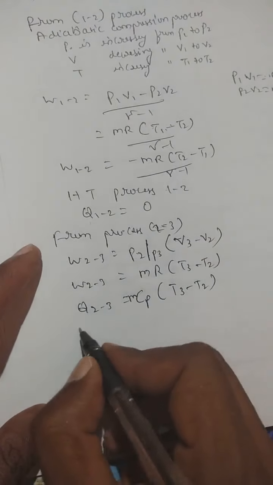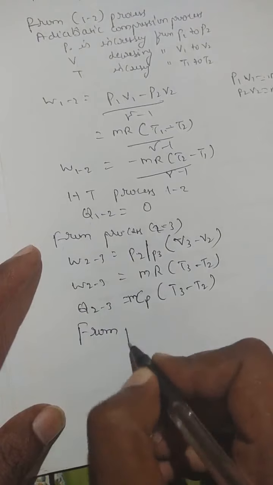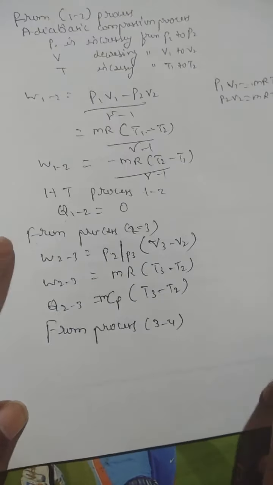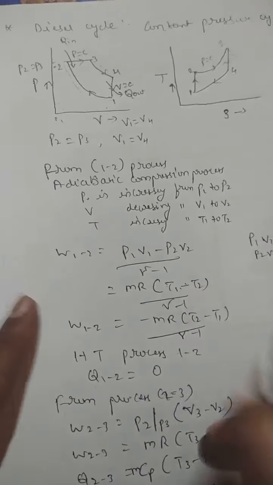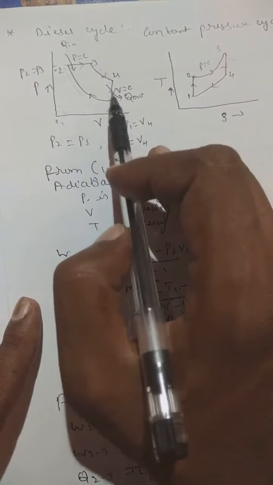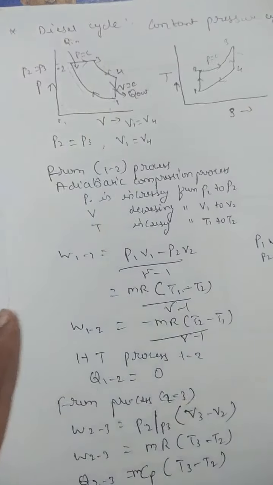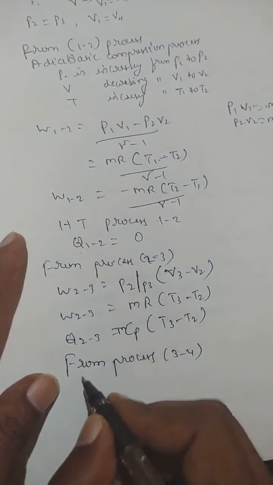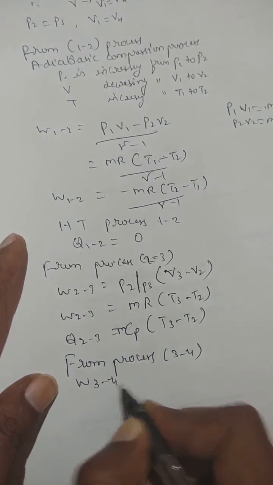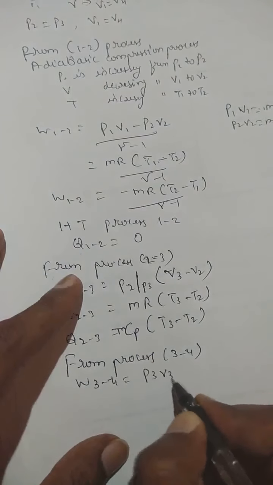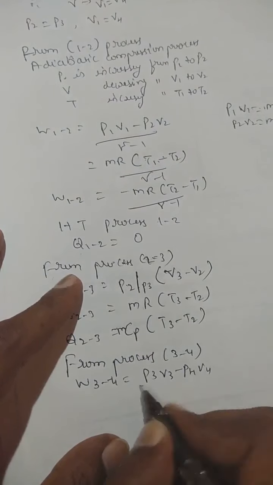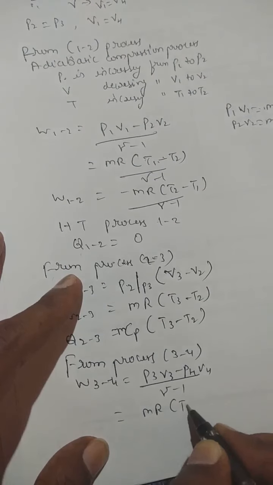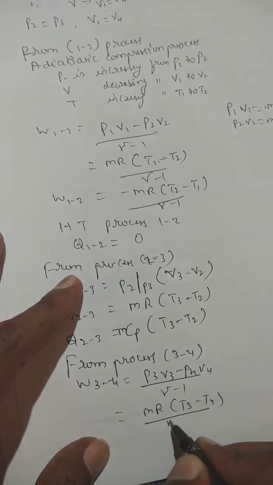Now process 3 to 4 is an adiabatic expansion process. This is adiabatic compression, and this is the adiabatic expansion process. You can write down the work done for that like this. Work done for 3 to 4 will be P3 V3 minus P4 V4 divided by gamma minus 1. If you convert this in terms of temperature, it is MR into T3 minus T4 divided by gamma minus 1.